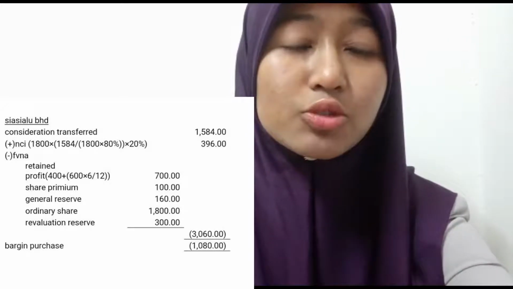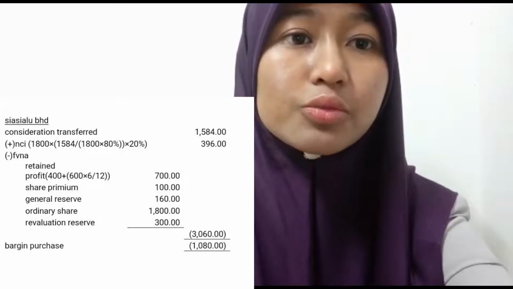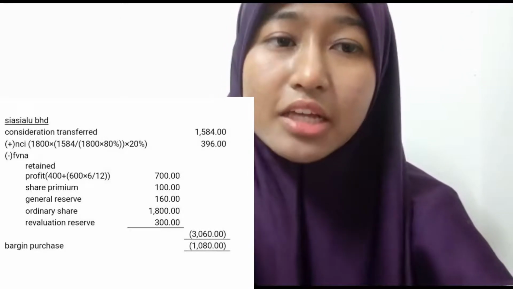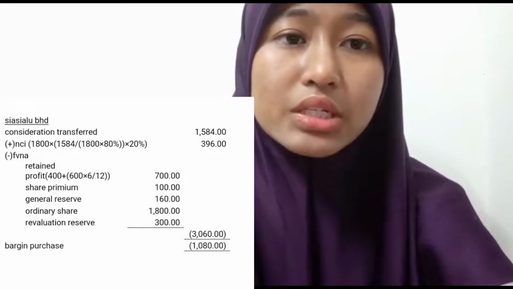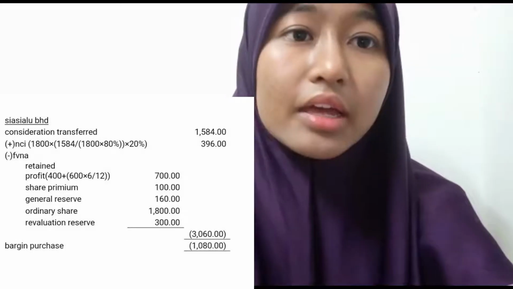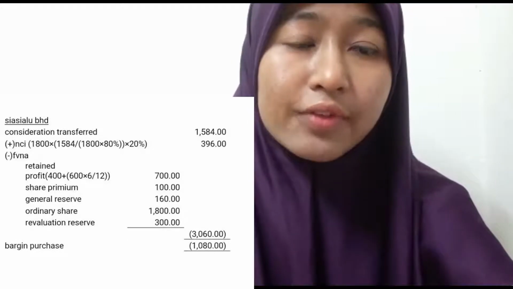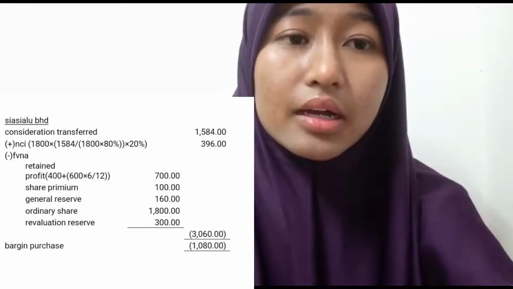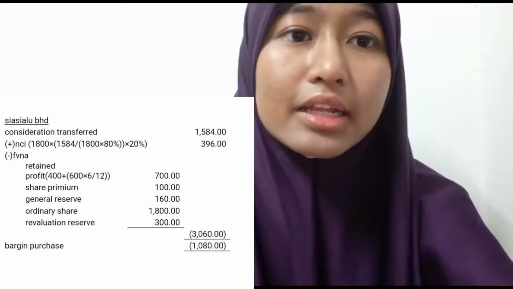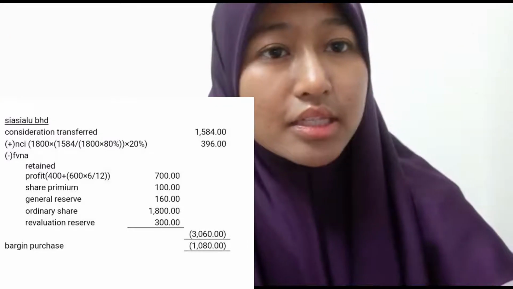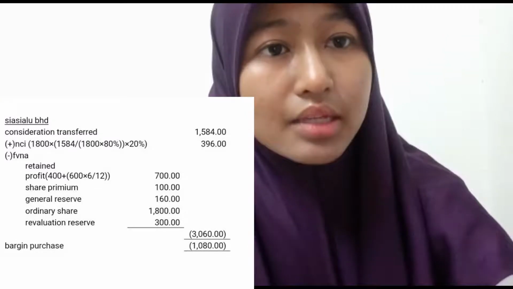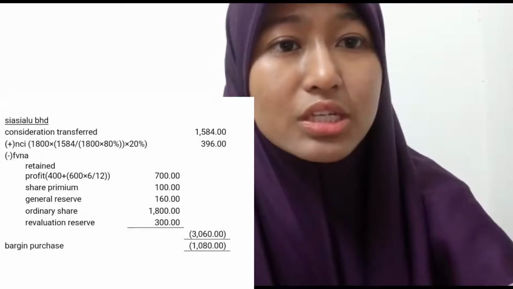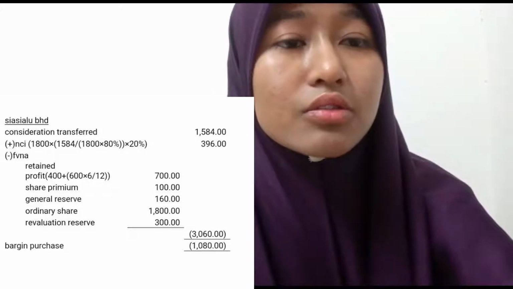Don't forget to calculate the NCI by using the number of shares that are held by the NCI, which is 20% of the number of shares issued by Siasulu Berhad. Next, as you can see in the calculation above, we less the fair value of the net assets, which include the ordinary share, retained profit, share premium, general reserve, and the ARR. Don't forget to apportion the retained profit, since Katana Berhad acquired Siasulu Berhad in the middle of the year. In this situation, the amount paid is less than the fair value of the net assets. Therefore, we receive the bargain purchase of RM1080 million.